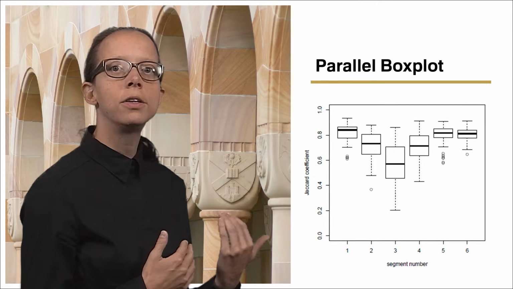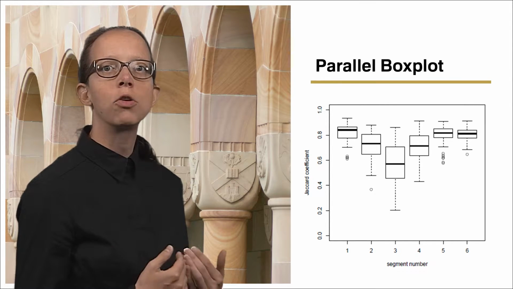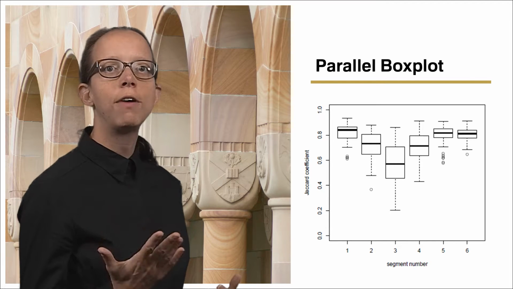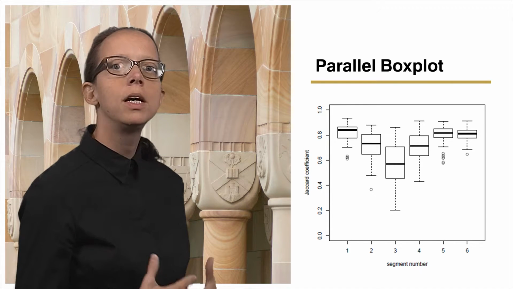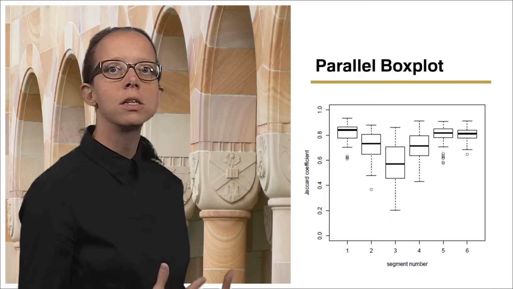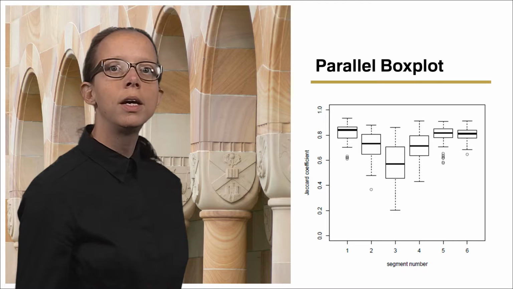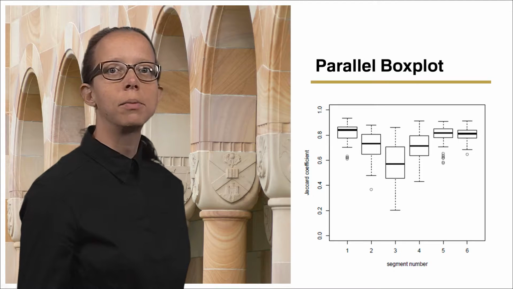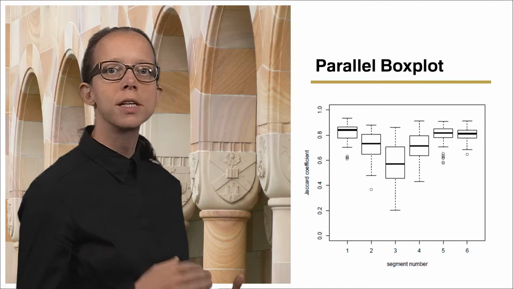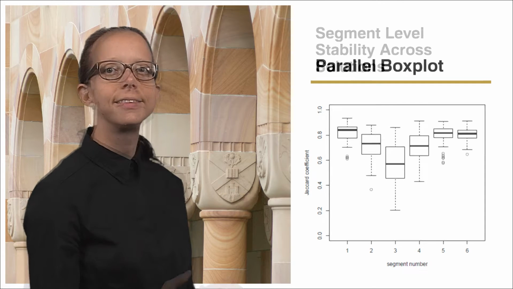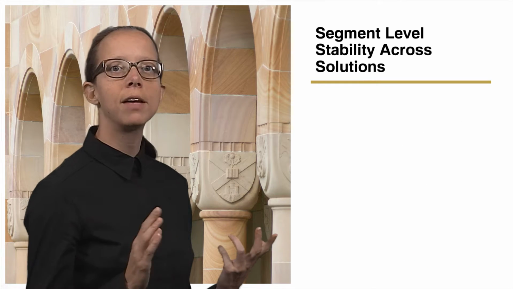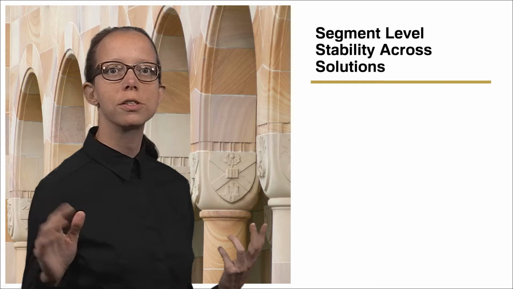In the plot we see here, the highest stability levels are obtained for segments 1, 5, and 6. These are candidates for target segments and should be inspected in more detail. Segment 3 emerges as a very unstable segment and can be excluded from subsequent analysis. How do we calculate segment-level stability across solutions?